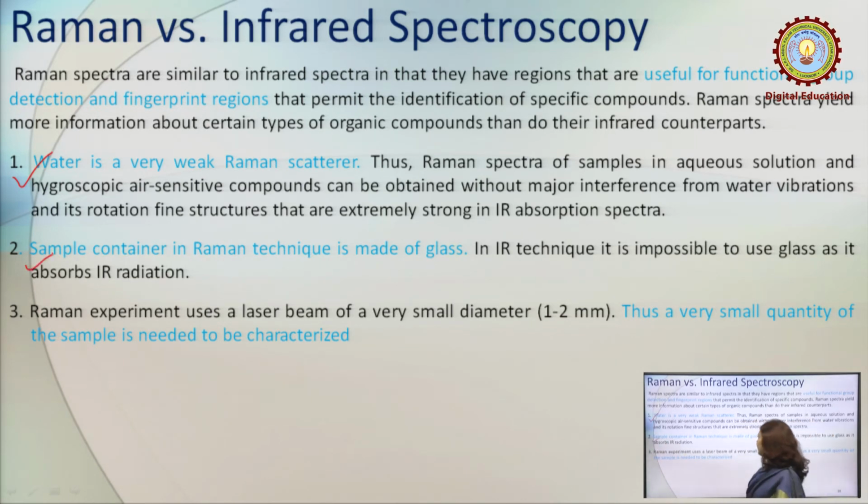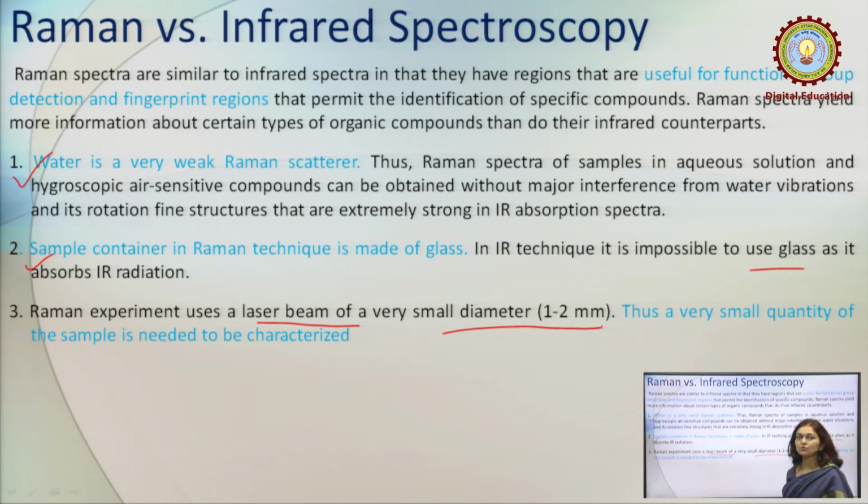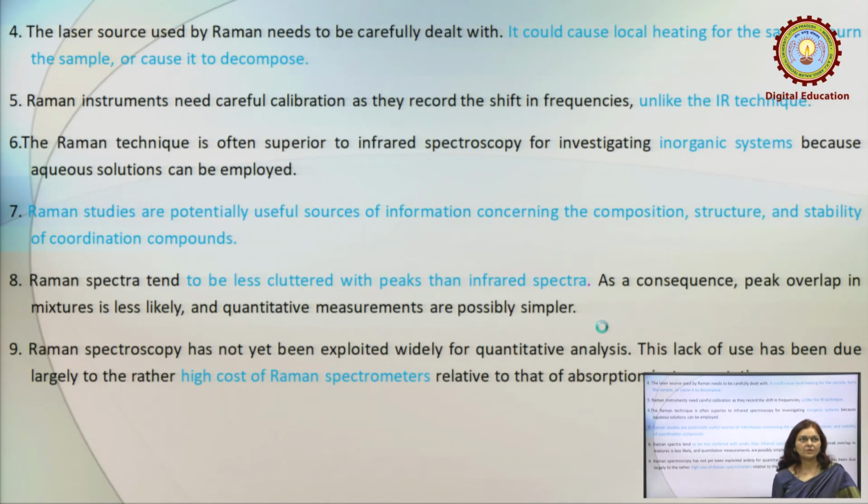The sample container in the Raman technique can be made of glass, while it is impossible in IR because glass absorbs IR radiation. Raman experiment uses a laser beam of very small diameter, around 1 to 2 millimeter, and thus a very small quantity of sample is needed for characterization. The laser source used in Raman needs to be carefully handled. It can cause local heating of the sample, and it may burn or decompose the sample.